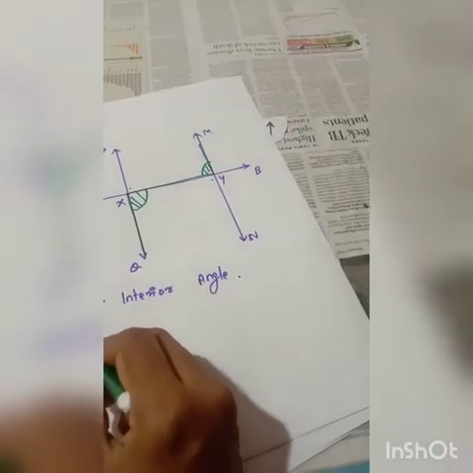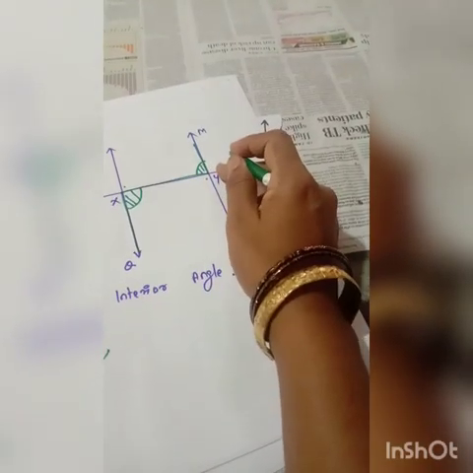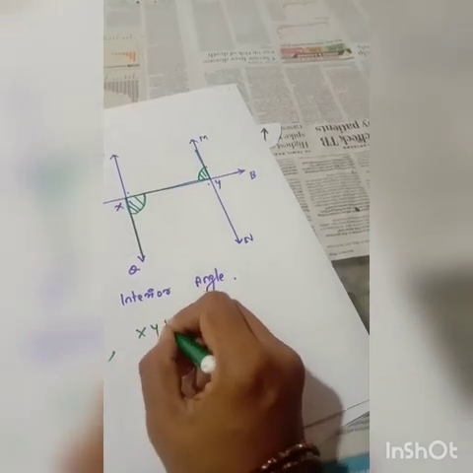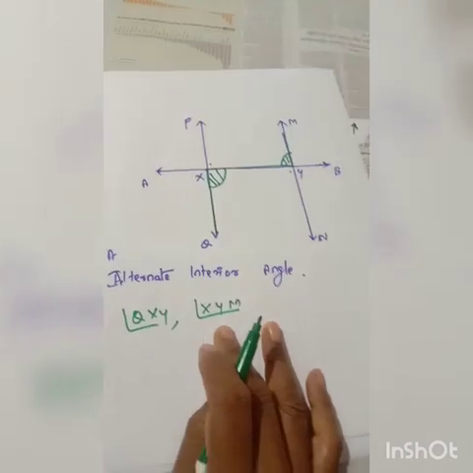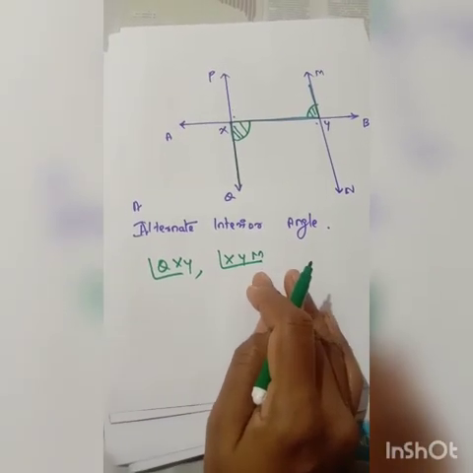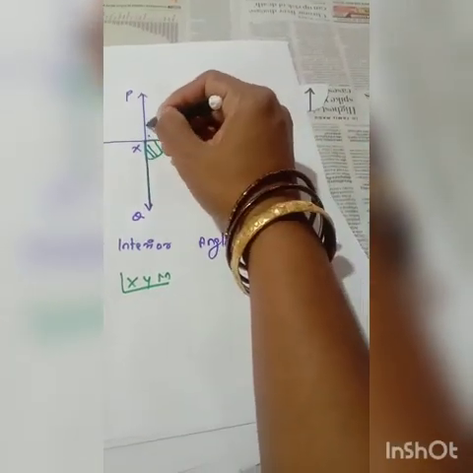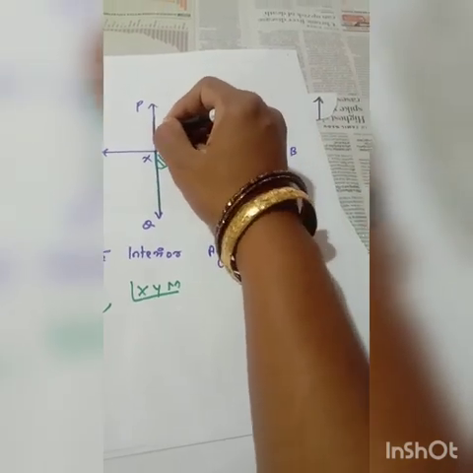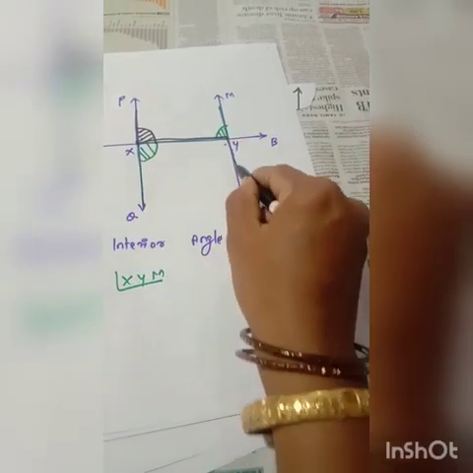QXY, and this part, how can I write? XYM. Whenever we are writing, only two angles we have to write. Pair means what? Two angles we have to write. The same way we have to write this side, you see, this angle. And if I consider Z type, from here and like this way.